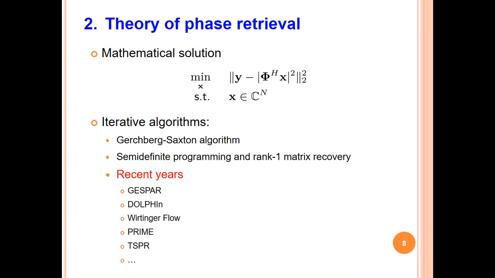An alternative to solve the phase retrieval problem is based on nonlinear optimization. This kind of method usually relies on the observation that describes a set of quadratic equations which can be rewritten as linear equations in a higher dimension, such as semi-definite programming-based algorithm. In recent decades, plenty of new algorithms were proposed, such as Jasper, Dolphin, Wirtinger Flow, PRIME, TSPR, and so on.